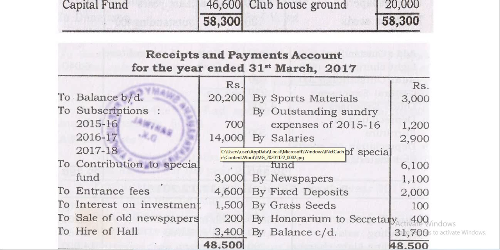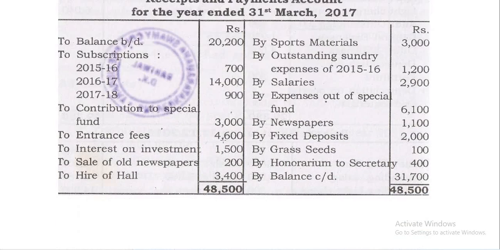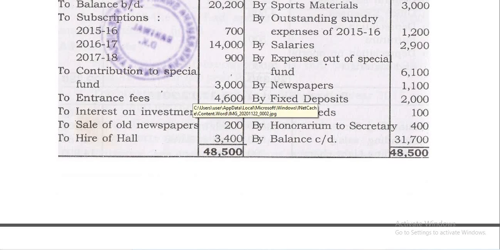Further, outstanding subscription of the current year is also to be added in the income and expenditure account. And current year subscription outstanding should be shown on the asset side of the balance sheet. It's an income receivable. And subscription received in advance for the next year, though received this year, is not relating to current year. Therefore, in the closing balance sheet, it should be shown as a liability.